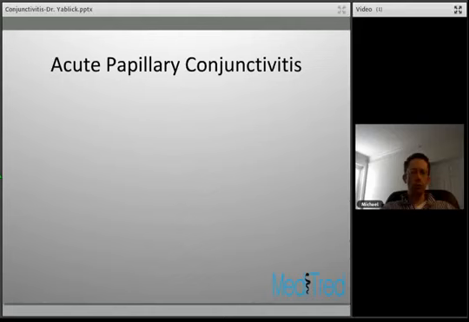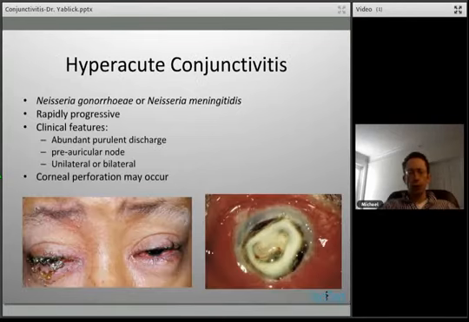severe form of acute conjunctivitis is your hyperacute conjunctivitis caused by your Neisseria species. And this is sort of a dramatic, rapidly progressive disease that's characterized by abundant purulent discharge. Often a preauricular node will be enlarged. It can be both unilateral or bilateral, and you can have corneal perforation.